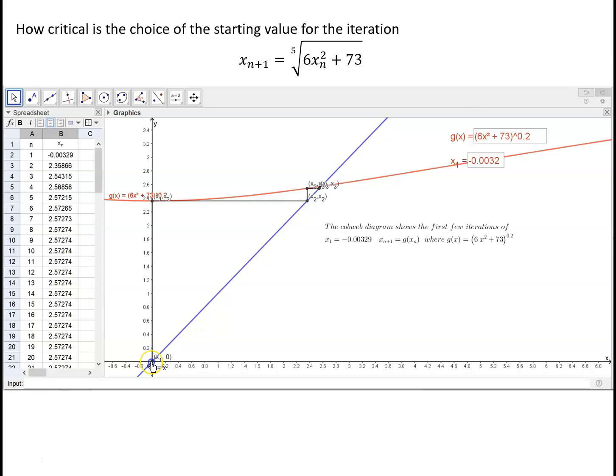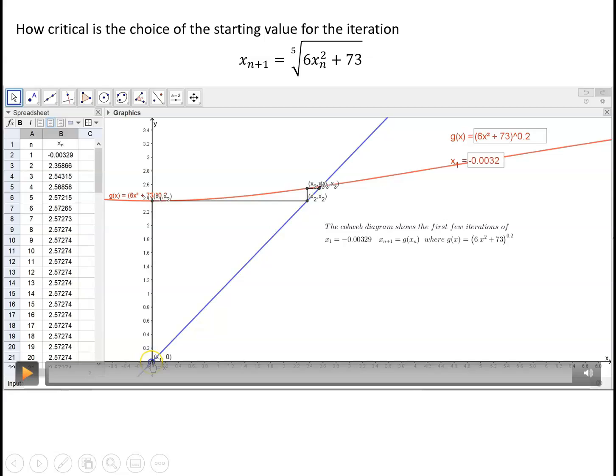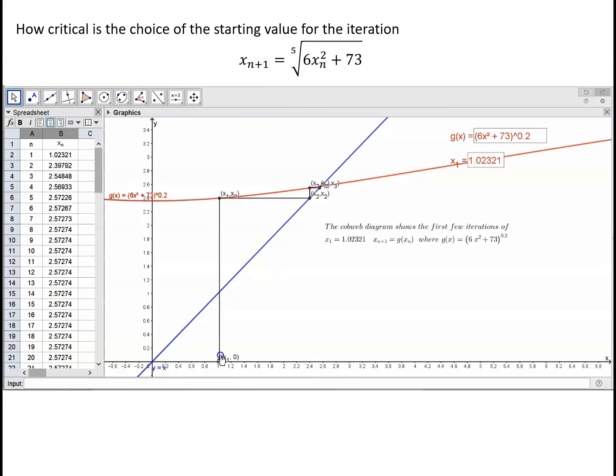It's worth having a look at how critical the starting value for the iteration is. In the screenshot we've got at the moment, the starting value has been changed from x1 equals 2.5 to x1 equals 0. And we can see that the staircase diagram is still converging nicely to the root of the equation x equals g(x). And if we start the video, we can see that that continues to be the case.